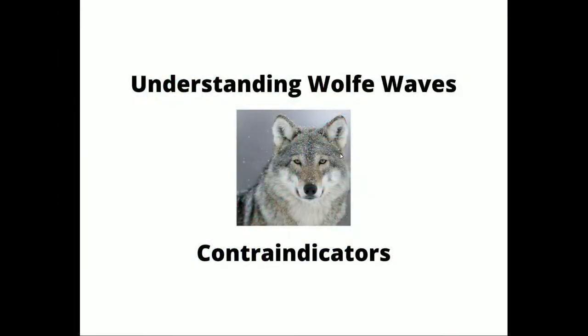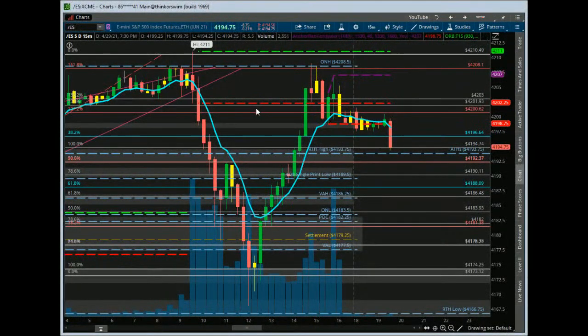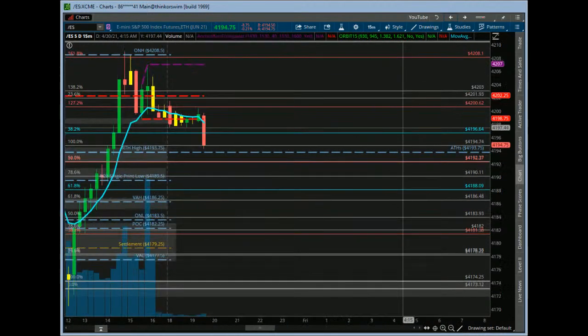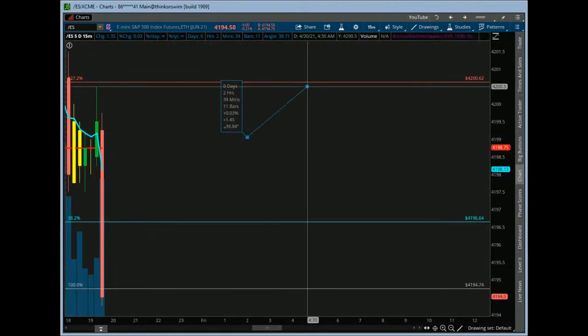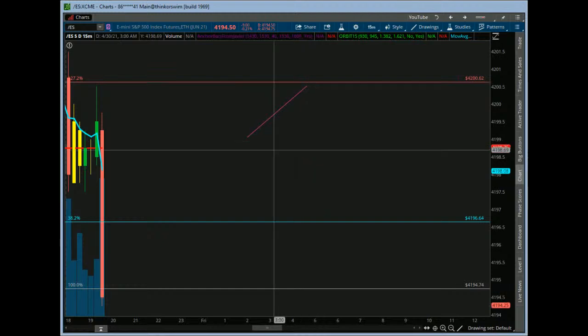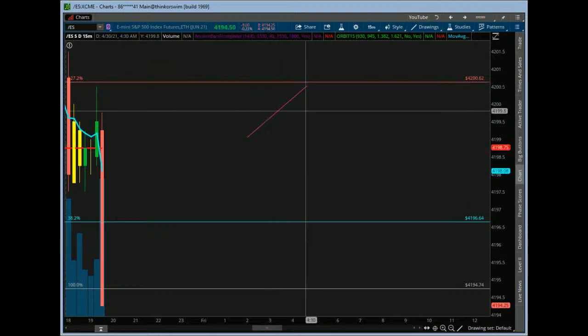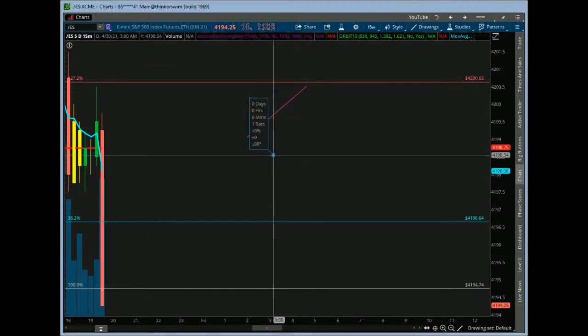All right, well let's wrap up this topic here for the week, and then we'll get into questions and chart requests. So this week we've been talking about understanding Wolfe waves, and today we're going to talk about contraindicators. Right. So again, just a quick review for anybody who's tuning in for the first time this week: a Wolfe wave is a methodology for trading rising wedges and falling wedges. Right. Brian Wolfe, when he found that, became incredibly fascinated by these wedges.